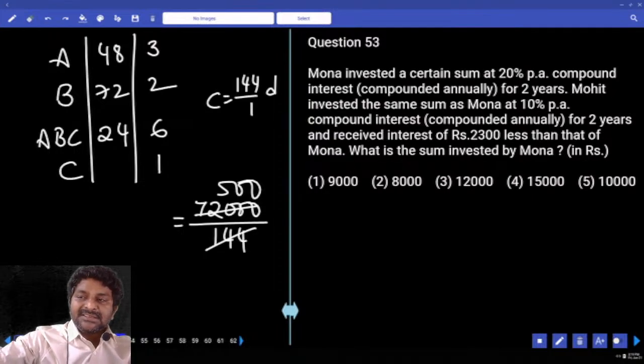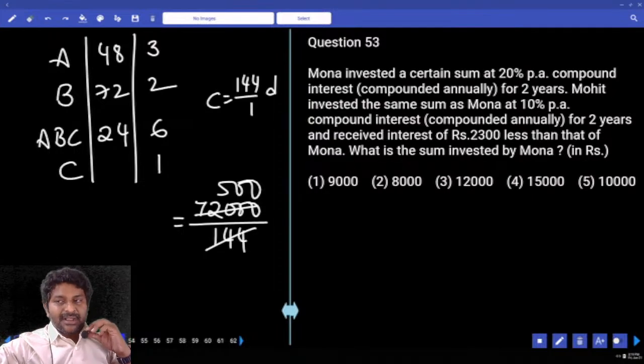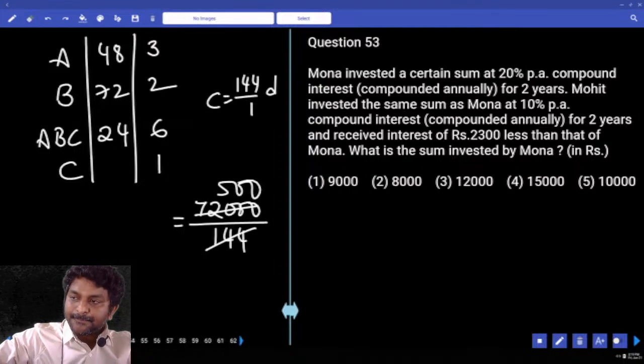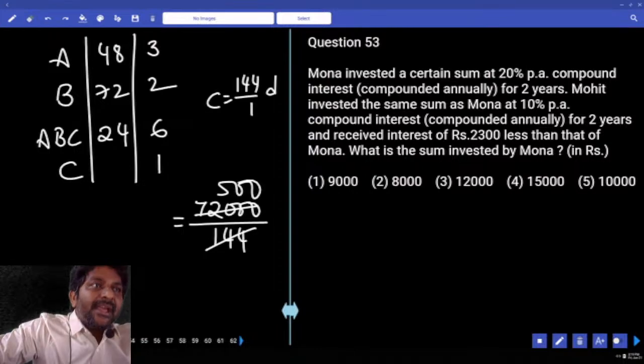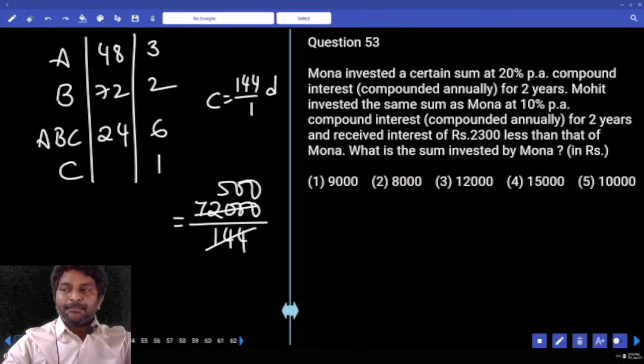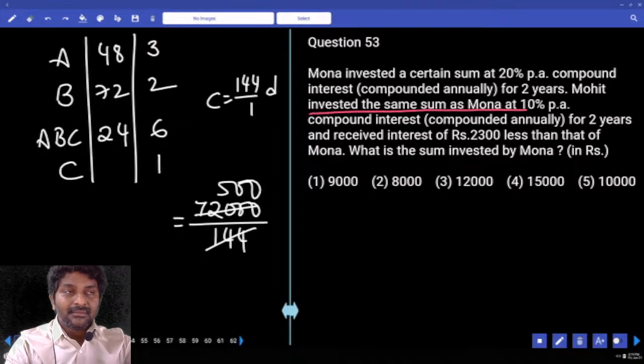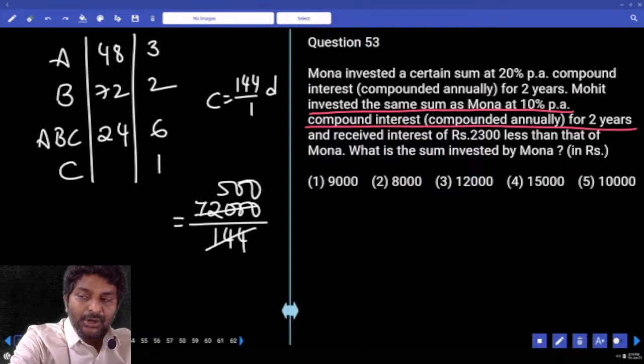Mona invested a certain sum at 20% per annum, compound interest compounded annually for 2 years. How much interest do we get? 44%. Mohit invested the same sum as Mona at 10% per annum, compound interest compounded annually for 2 years. How much interest will Mohit get? And Mona?